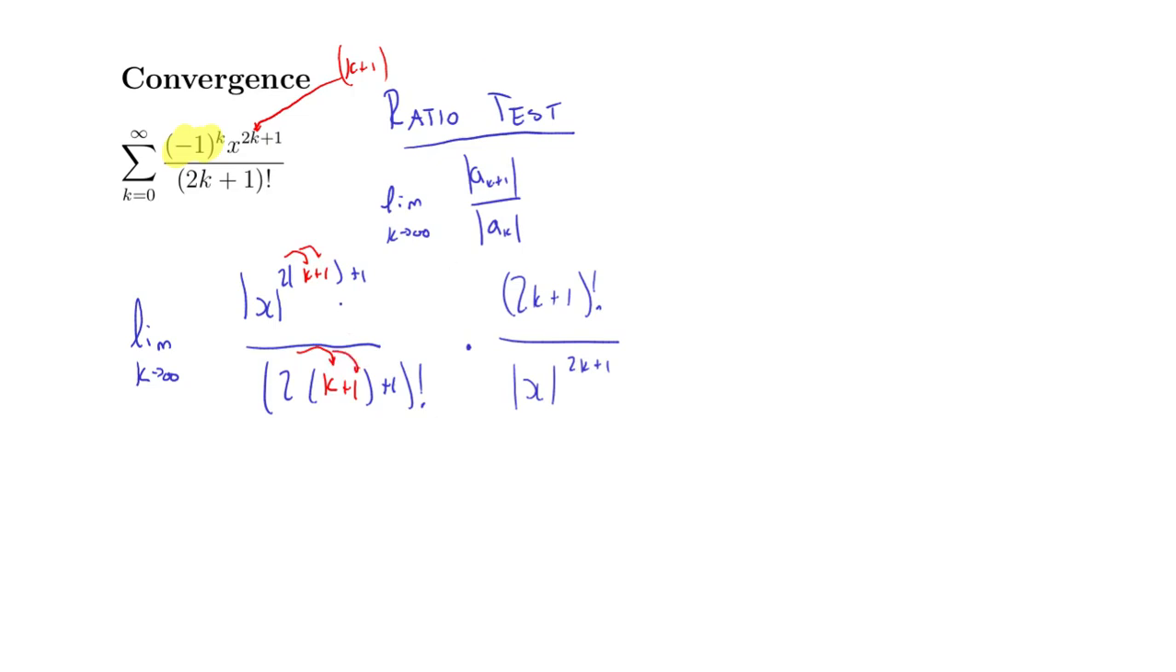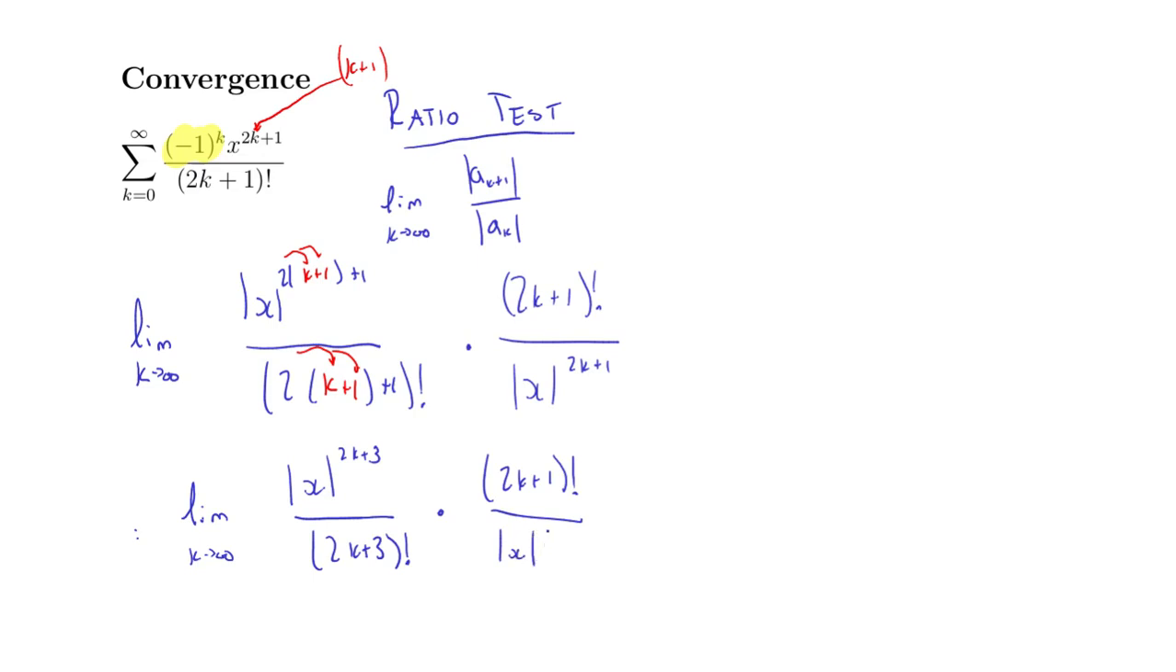So notice this is really 2k plus 2 plus 1. So this limit is really the absolute value of x raised to the 2k plus 3 over (2k+3) factorial times (2k+1) factorial over the absolute value of x raised to the 2k plus 1. Looks awful, but notice, hey, there's a bunch of stuff that's going to cancel, right? Just like we normally see with the ratio test.